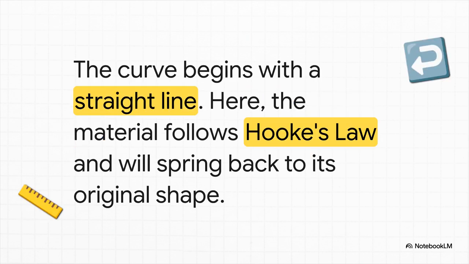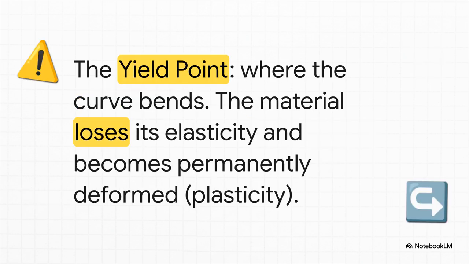It begins right here in the elastic region. You see that perfectly straight line? That is Hooke's law in action. Stress and strain are perfectly proportional, and as long as we stay on this part of the curve, if we were to let go, the material would snap right back to its original size. No harm, no foul.